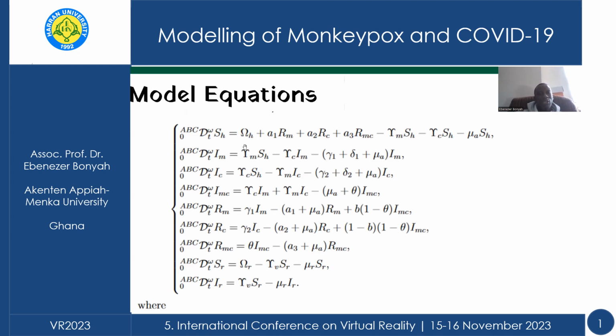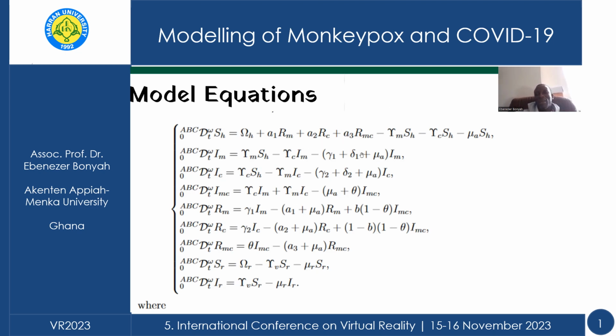Then this big omega sub H tells you the recruitment rate through migration, through birth, coming into the system. The rate A1 is the rate at which individuals recovered from monkeypox lose their immunity and become susceptible in the system again. A2, also individuals who have recovered from COVID, but naturally you can't stay recovered from COVID throughout your life. You lose the immunity, you become susceptible again. So you join those people joining the susceptible class.